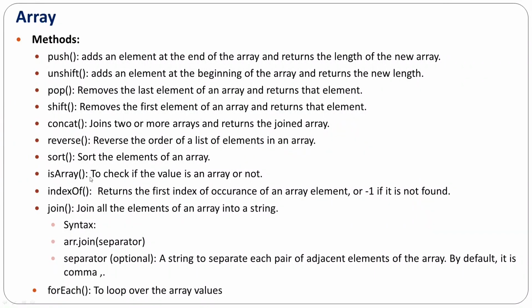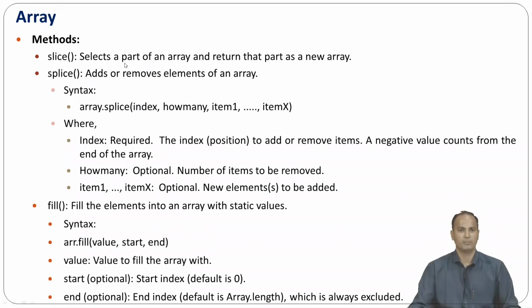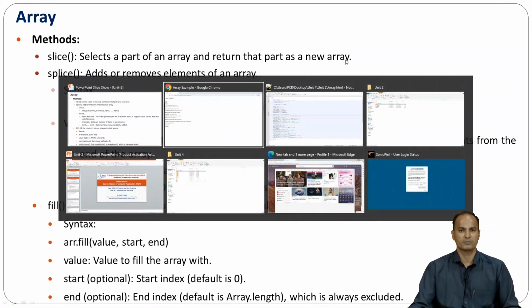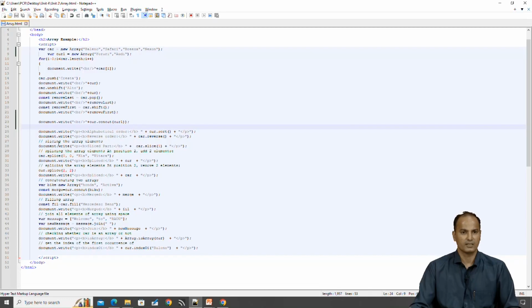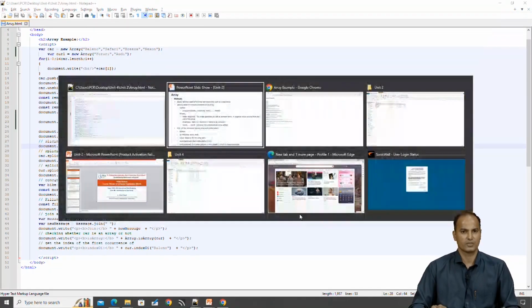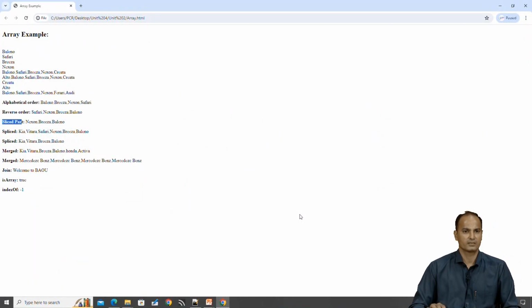See here what it does. Slice selects a part of an array and returns that part as a new array. So how do we write the slice method? Let us see. The sliced part, so from where? We just need from 1. We want to fetch it. So let us see the output. It's all about Nexon, Brezza and Baleno. The 3 parts were returned in the new array.